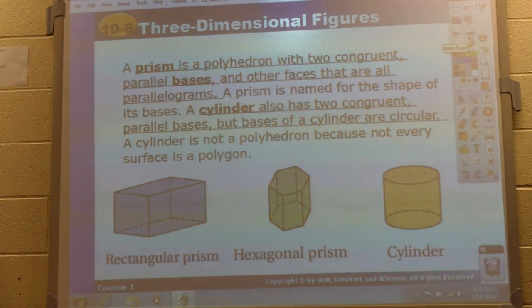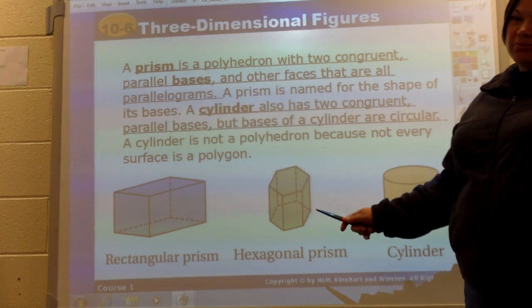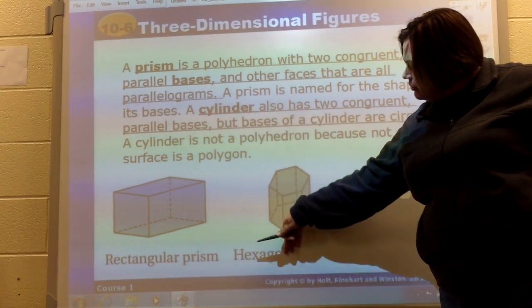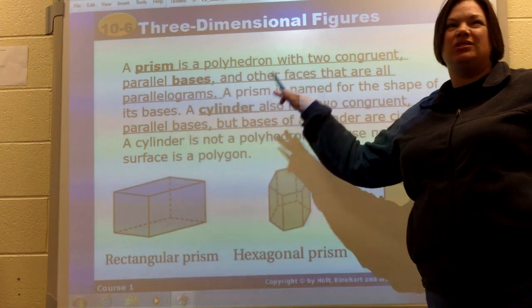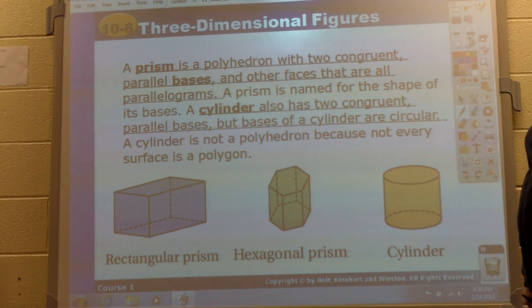Prisms are polyhedrons with 2 congruent top and bottom. So in order for it to be a prism, if you think about it, you can kind of crawl through it or go through it. There's an entrance here, and here is an exit where you can go through. Just think of that as your prism. Bases are the faces that are all parallelograms.